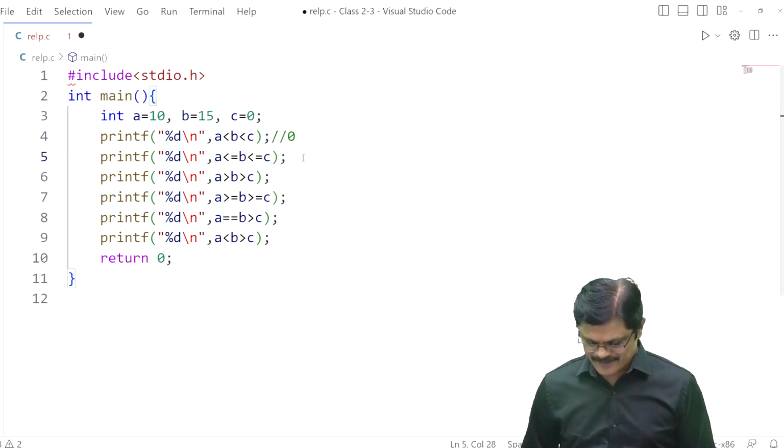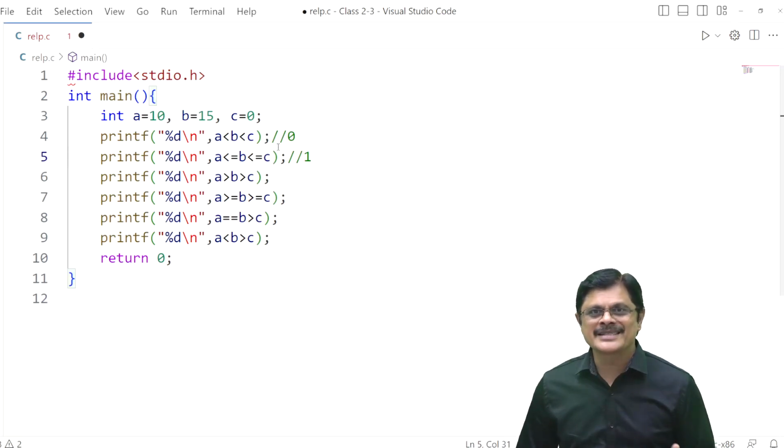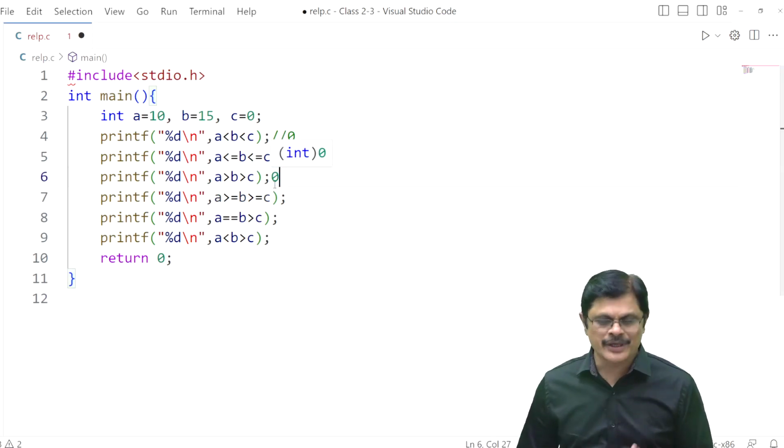The next part, A less than or equal to B, that is correct, so you get 1. And 1 less than or equal to 0, 1 is neither less than nor equal to 0, again here you get 0. The next, A greater than B, 10 greater than 15 false, and 0 greater than 0, that is also false, you get 0.